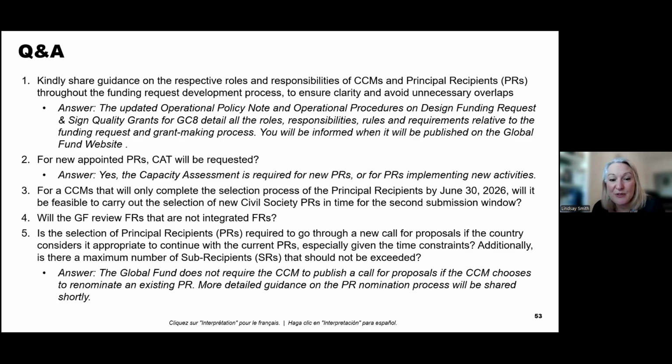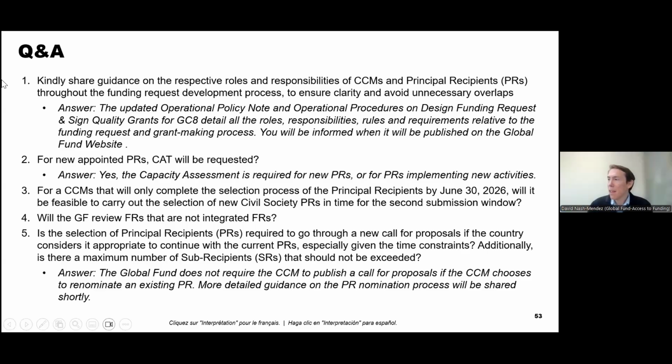So I think this may be our last question since we are at time. Is the selection of principal recipients required to go through a new call for proposals if the country considers it appropriate to continue with the current PRs, especially given time constraints? Additionally, is there a maximum number of subrecipients that should not be exceeded? So the answer is the Global Fund does not require the CCM to publish a call for proposals if the CCM chooses to renominate a well-performing existing principal recipient. More detailed guidance on the PR nomination process will be shared shortly.